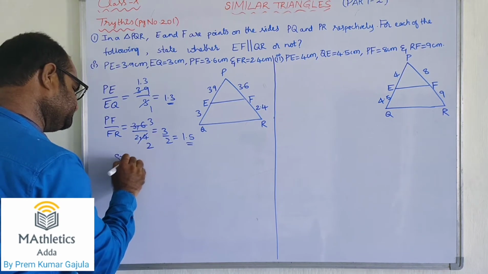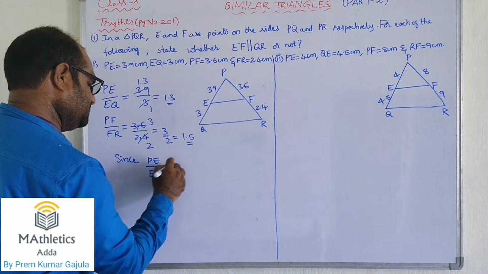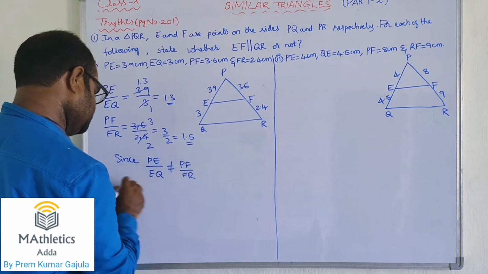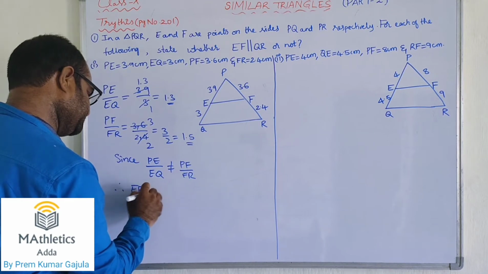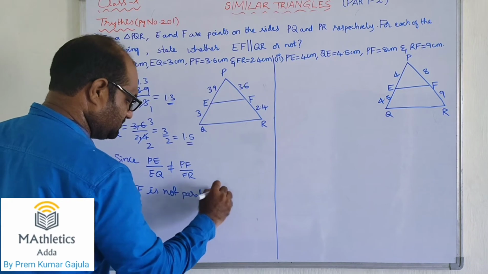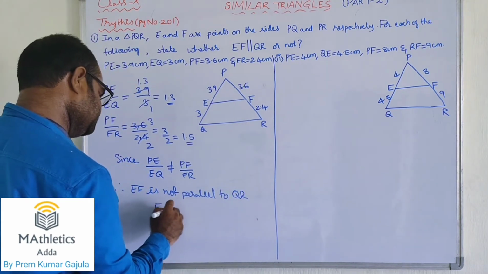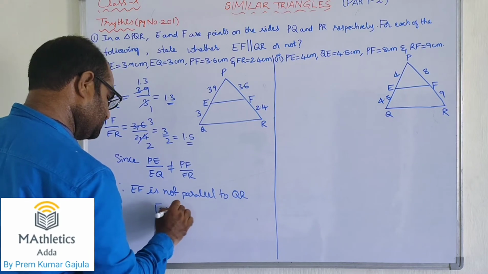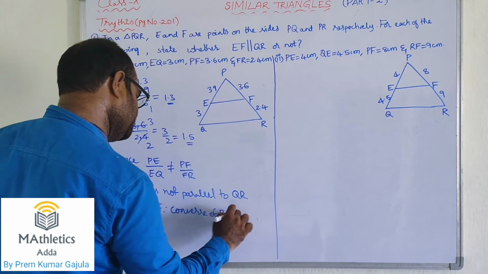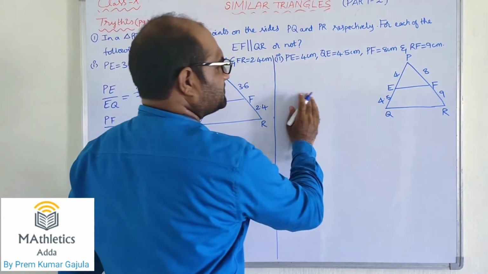So since PE by EQ is not equal to PF by FR, therefore EF is not parallel to QR. What is the reason? Converse of BPT. Now let us look at the second question.